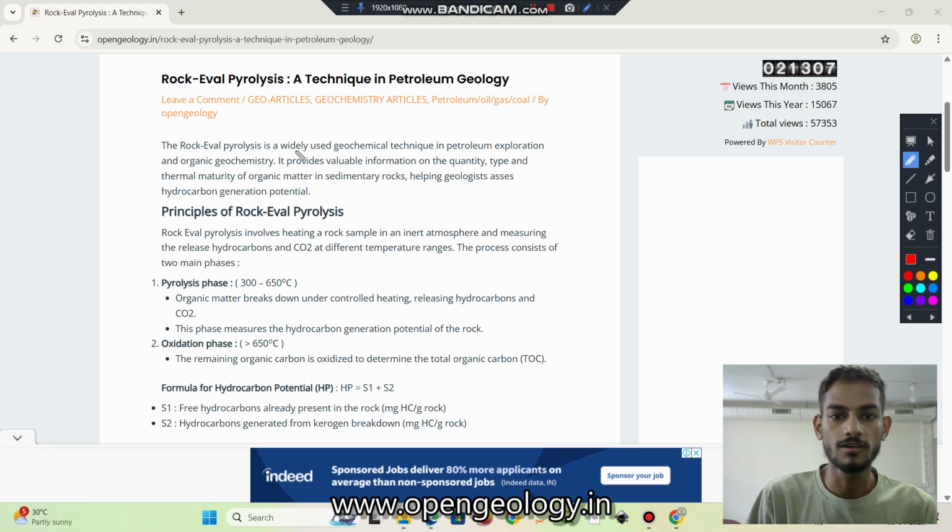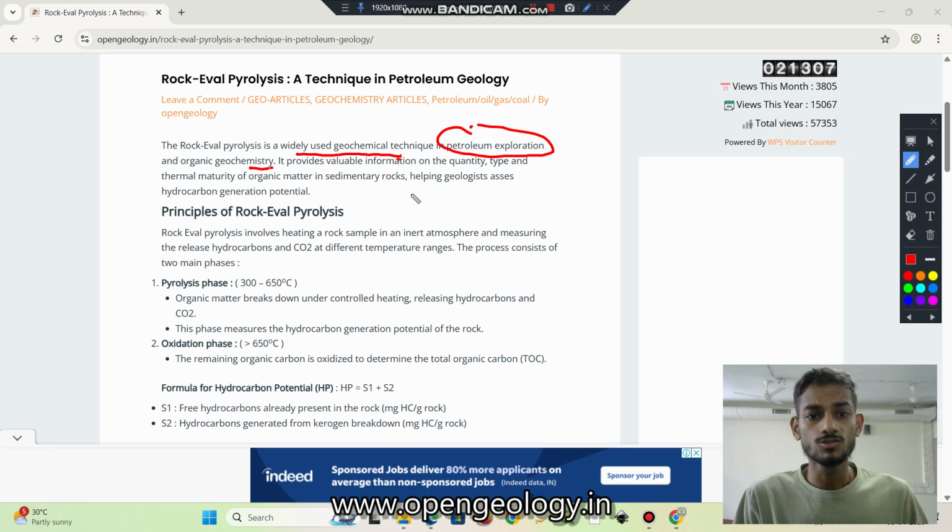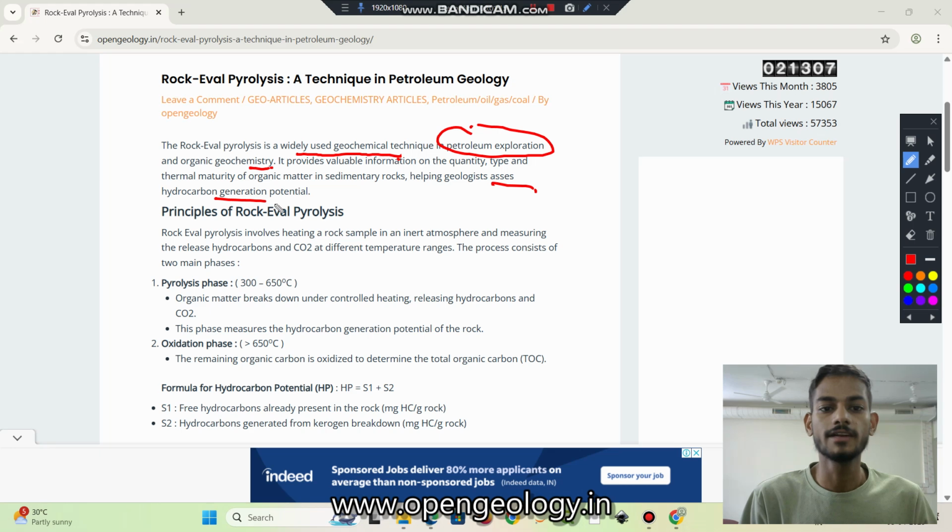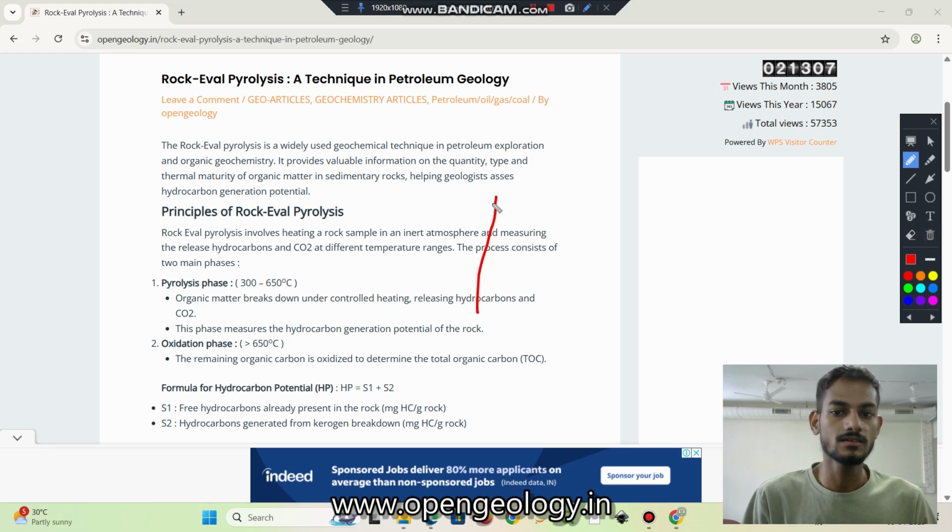Rock level pyrolysis is a widely used geochemical technique from the petroleum exploration point of view and in organic chemistry. It provides valuable information on quantity, how much gas can be present, what type of gas can be present, and what the thermal maturity of that particular organic matter is. It helps the geologist to assess the hydrocarbon generation potential of that rock. So now let us go deep into the process.